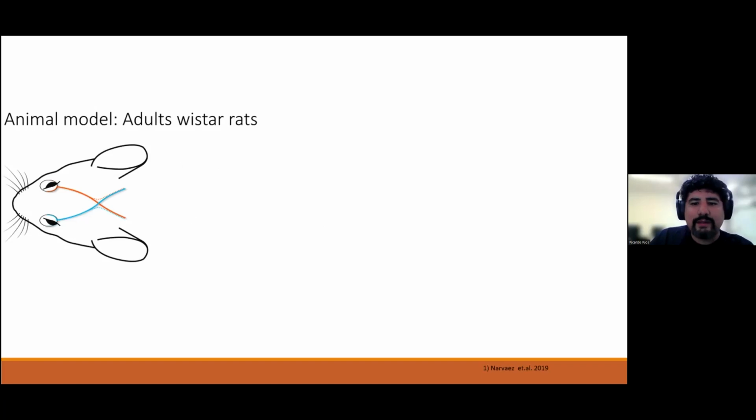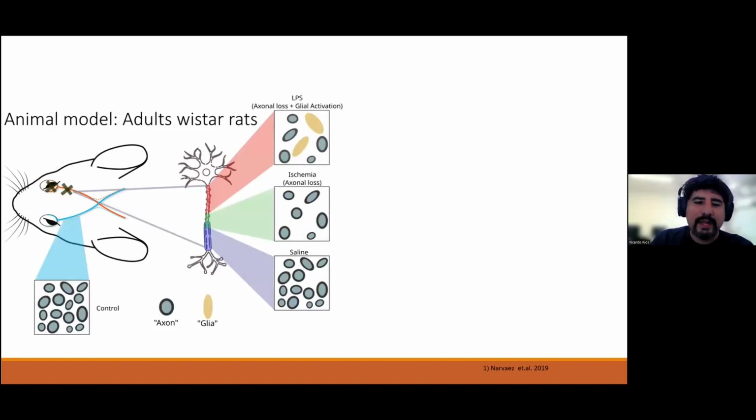We use an animal model of white matter histopathology in the optic nerve. With this setting, we can affect only one nerve and leave the other one intact for direct comparisons. We planned different experiments for white matter. These are just idealized illustrations of what was expected from this experiment.